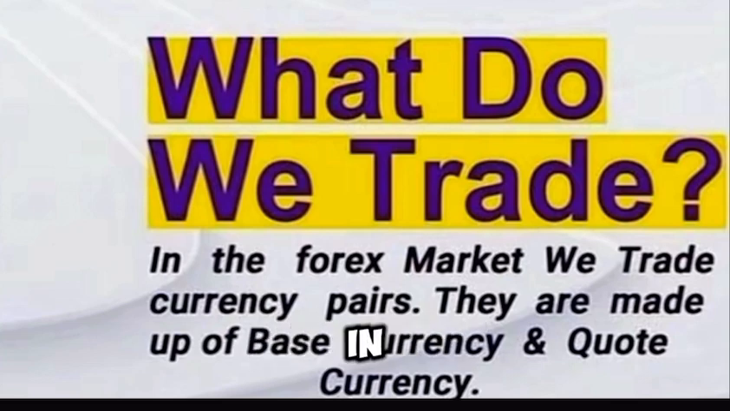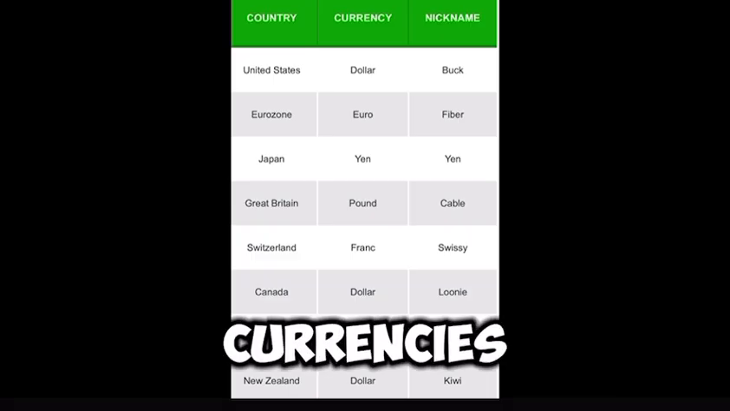We trade them in a way where one is called a base currency. A base means the currency that has more power that day, and the other is a quote currency. So there is one currency that has more strength in the foreign exchange market than the other currencies.